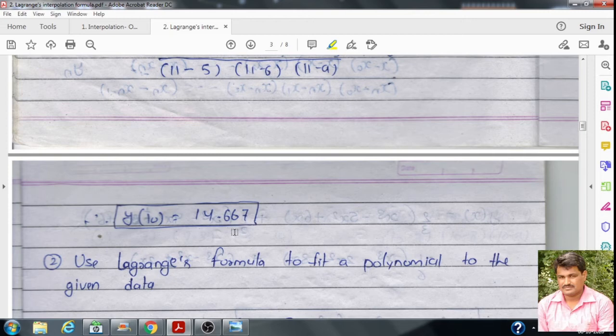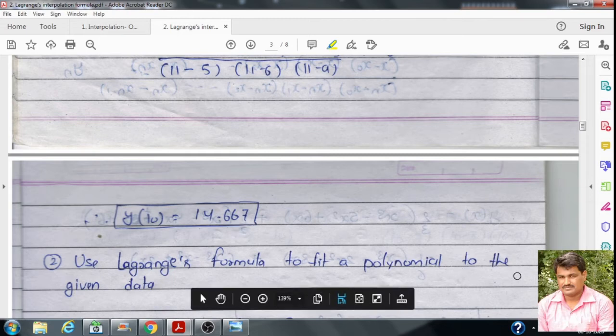Here the first step is important: to develop the suitable formula for the given data. And after that, to substitute the values of x and y and then simplify, and to get the value of the dependent variable y when x is equal to 10. Then we consider the second problem.